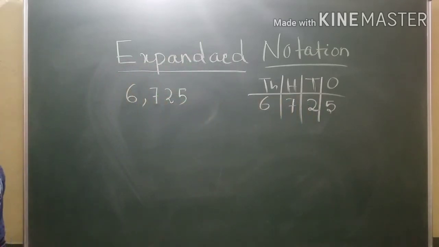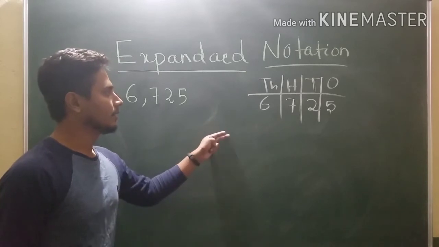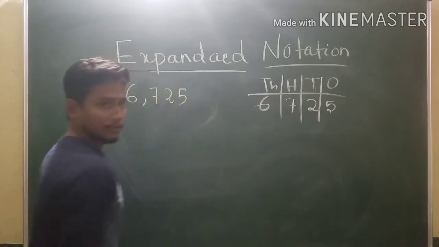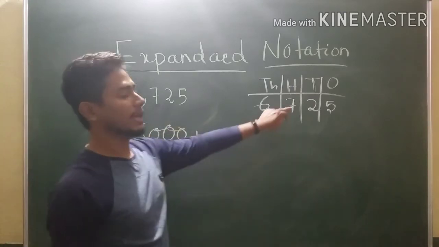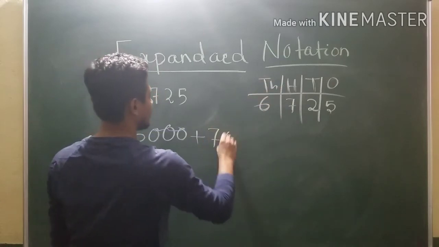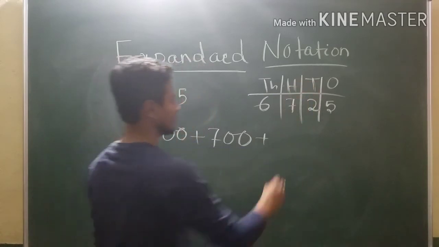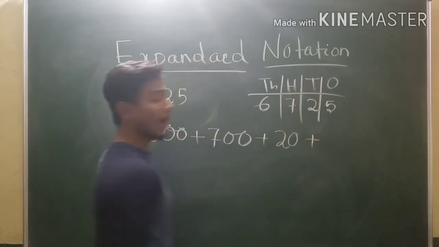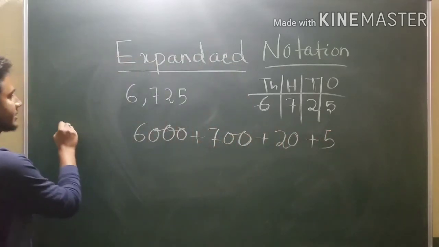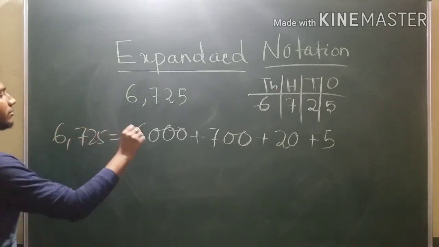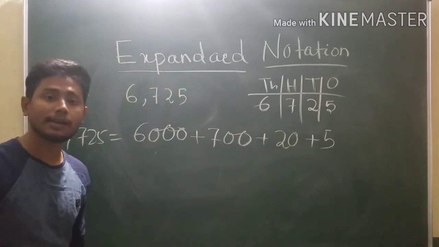So how can you write now? There are 2 methods. I will tell you. So listen carefully. 6 is placed in thousand place. So how can I write? 6,000 first, then put plus symbol. 7 is placed in 100 place. So 700. Got it? Then 2 is placed in tens place. So 20. 5 is placed in ones place. So only 5. So 6,725 equal to 6,000 plus 700 plus 20 plus 5. So this is the expanded form.